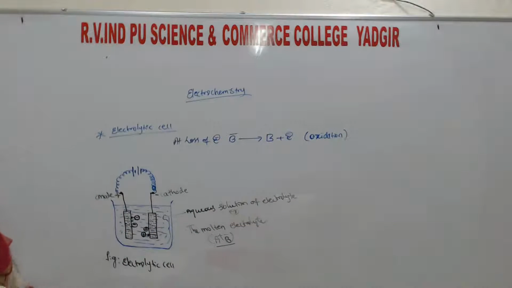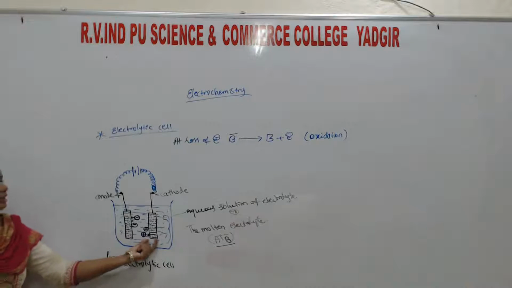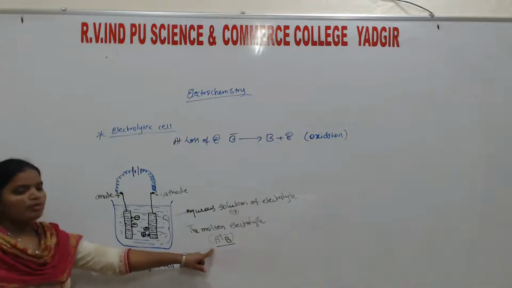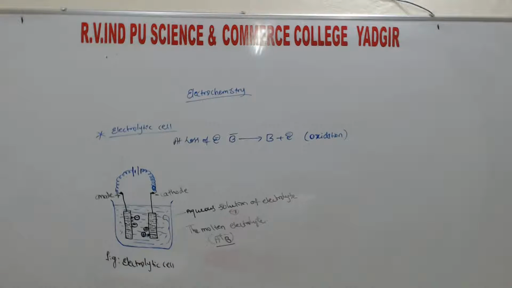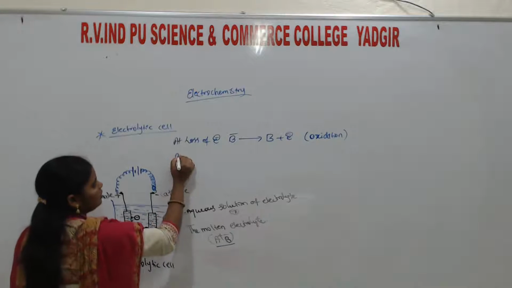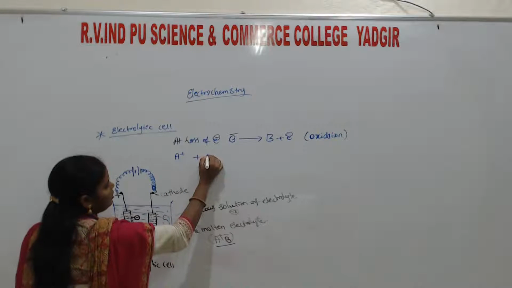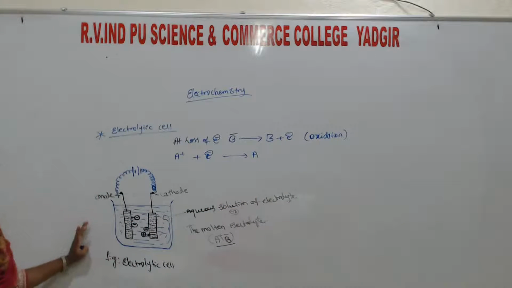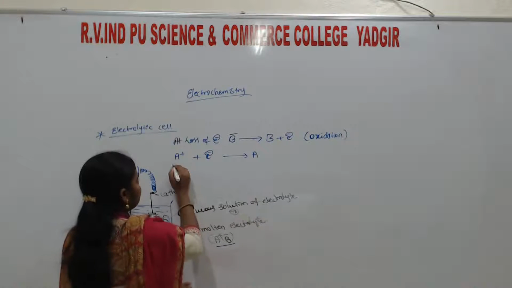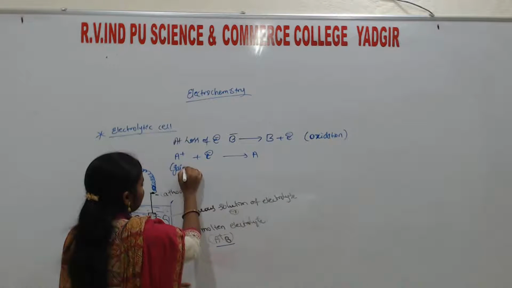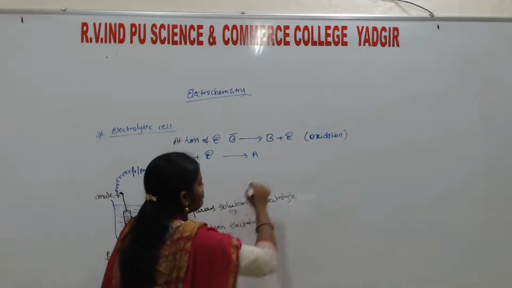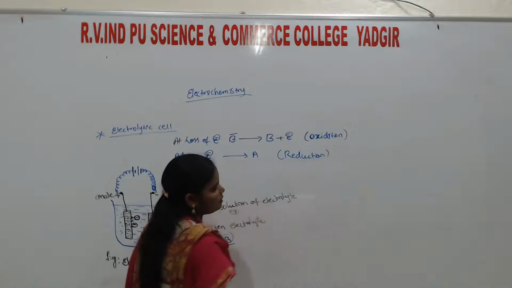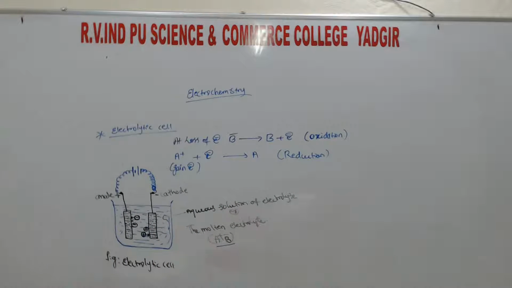In this cathode, reduction takes place. Reduction means the gain of electrons. A positive plus one electron gives A. This gain of electrons is known as a reduction process.